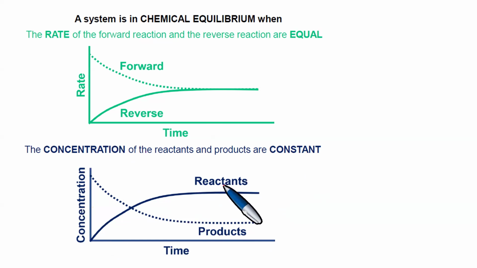So now, in other words, the concentration of the reactants and the concentration of the products remain constant. It doesn't mean they are equal to each other, but it means they are constant. So during equilibrium, something happens. The reactants now start from the origin, and the products start up there. But what we are able to see is that the concentrations become constant, meaning that these will go horizontally for some time, or at least indefinitely. Okay, so we have looked at the rates and the concentrations.